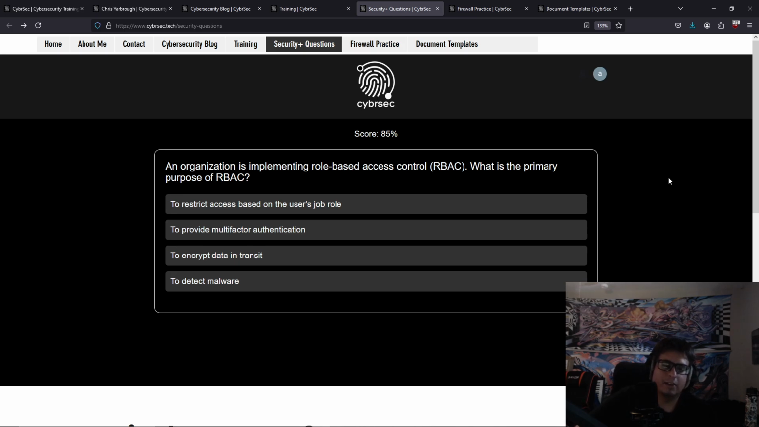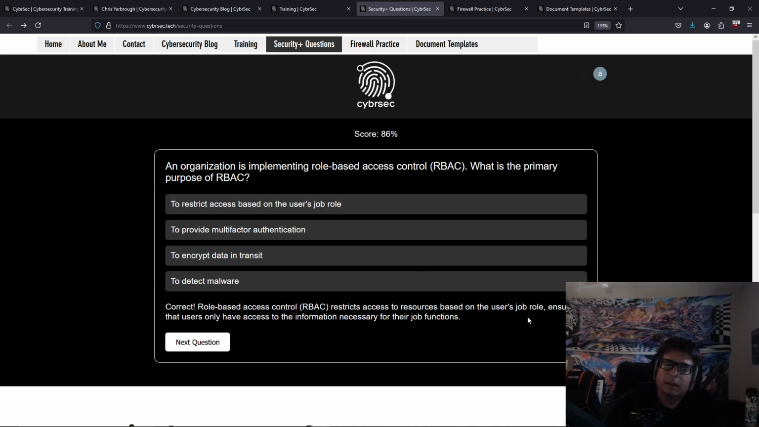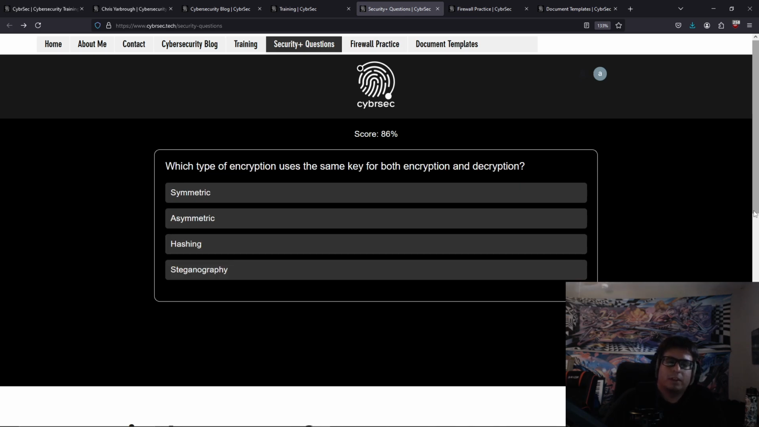An organization is implementing role-based access control. What is the primary purpose of RBAC? I think we answered a question about RBAC earlier. What is the primary purpose of RBAC? To restrict access based on roles. Yep.